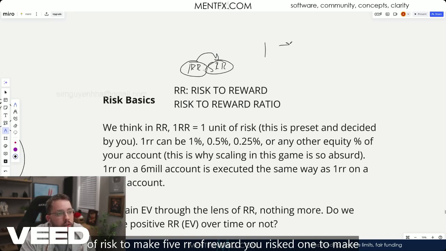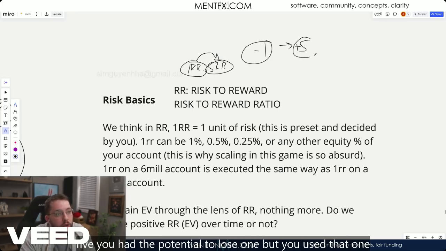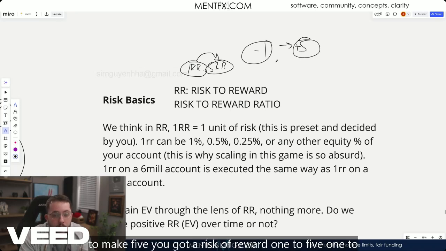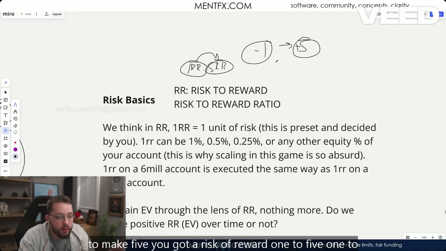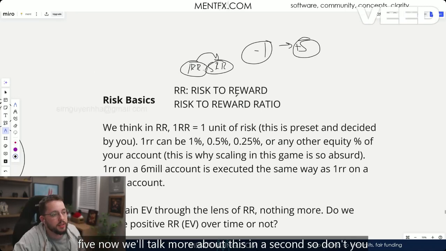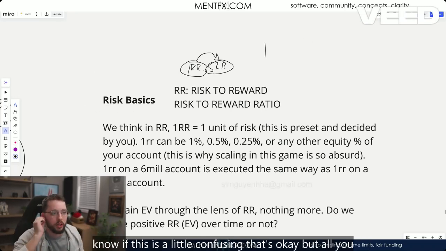You risked 1 to make 5. You had the potential to lose 1, but you used that 1 to make 5. You got a risk-to-reward of 1 to 5. Now, we'll talk more about this in a second, so if this is a little confusing, that's okay.